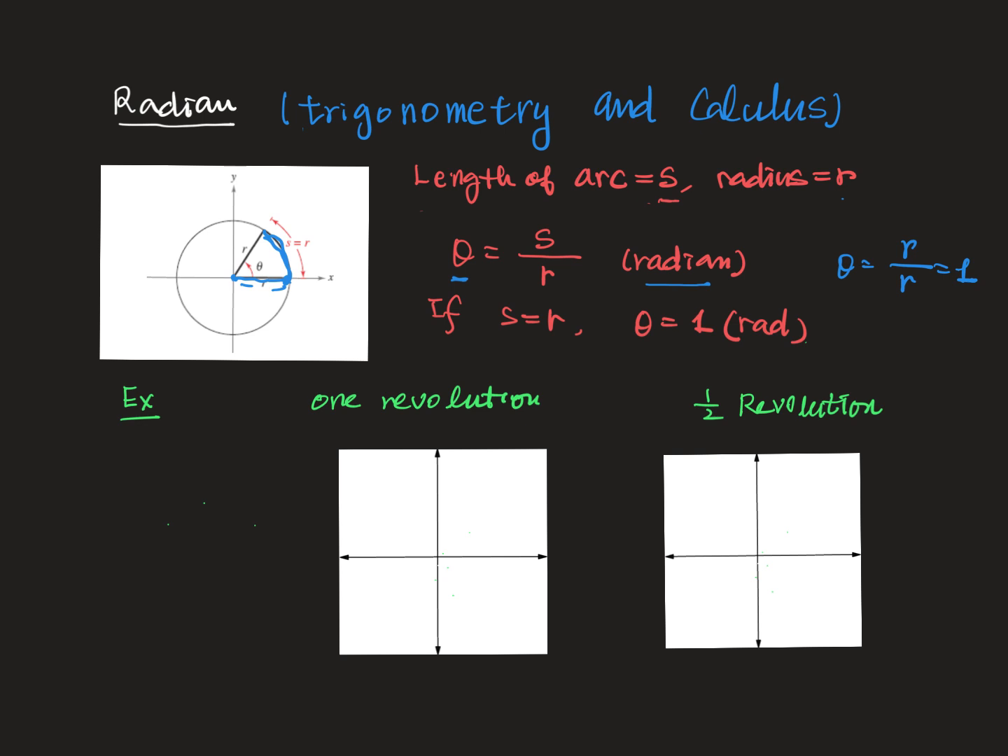So for example, here is another r right here. So this angle is 2r divided by r. That's 2. That's going to be 2 radians.